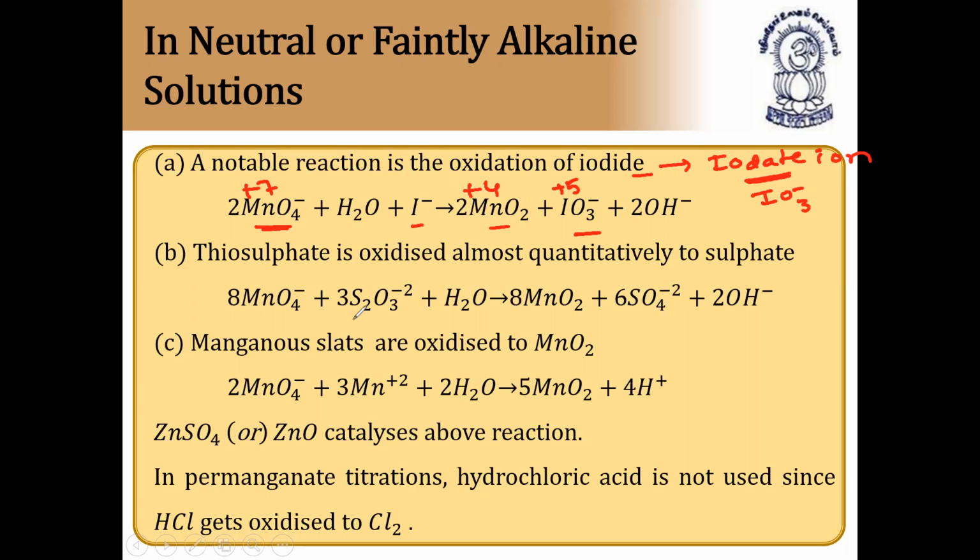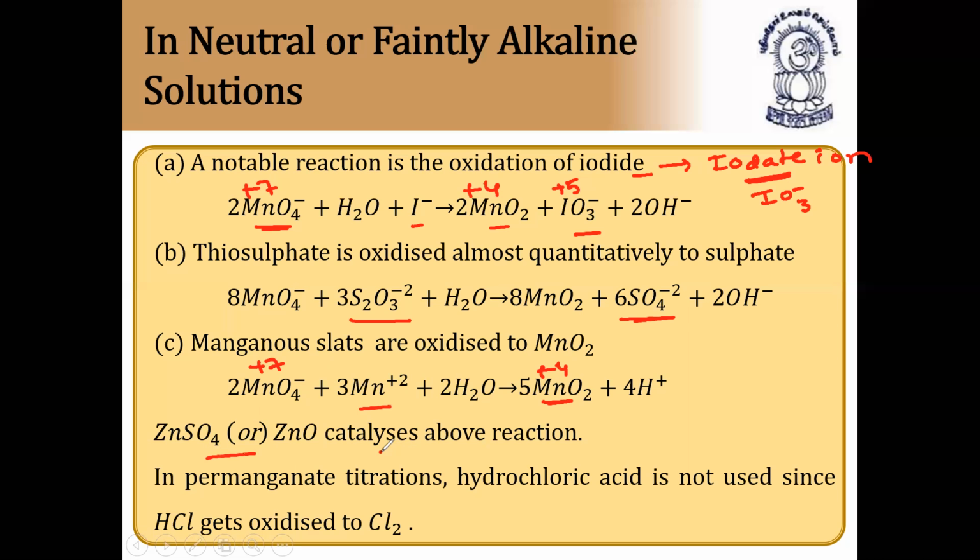Similarly, sodium thiosulfate is oxidized to sulfate, that is SO4 2 minus. So it also oxidizes thiosulfate to sulfate. Manganese salt to manganese dioxide: manganese from +2 state to +4. And here you can say it is disproportionation also, because of +7, +2, +4.